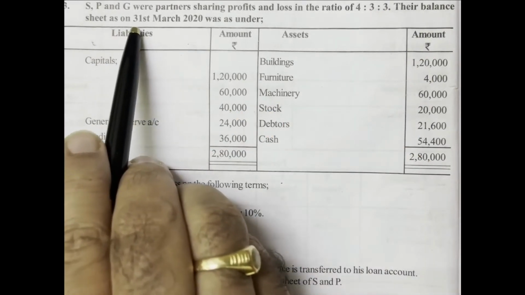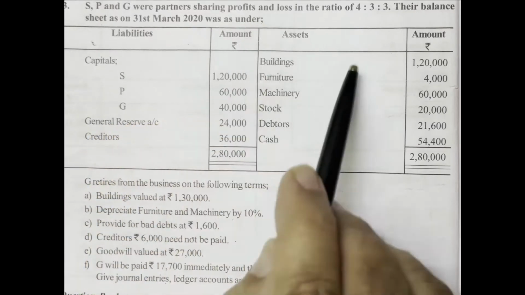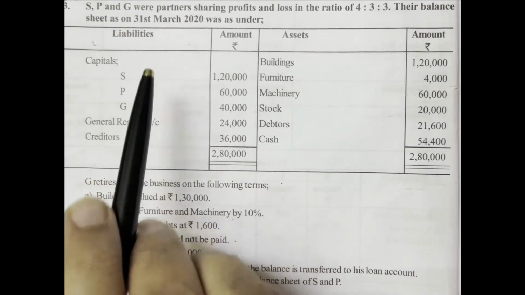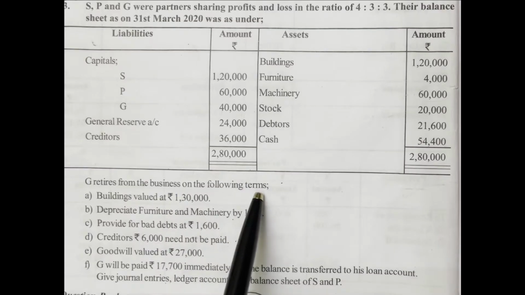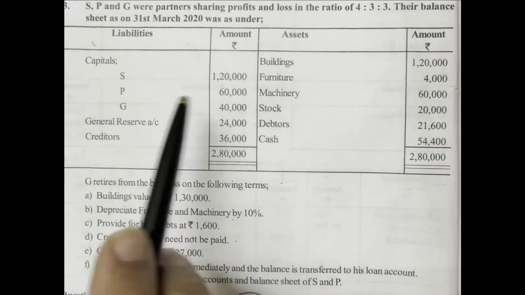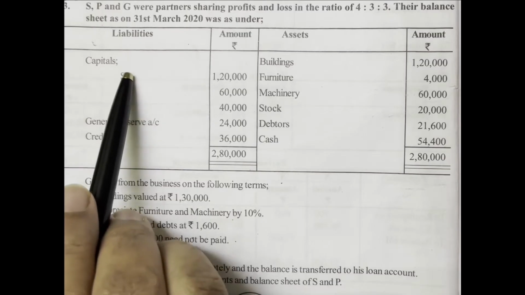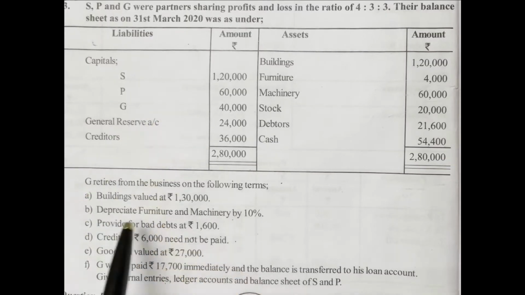Their balance sheet as on 31st March 2020 was as under. This is known as the old balance sheet, assets and liabilities. Below the balance sheet, G retires from the business on the following terms. By seeing this sentence, we should understand that this is a retirement problem. G is the retiring partner, S and P are continuing partners or existing partners.